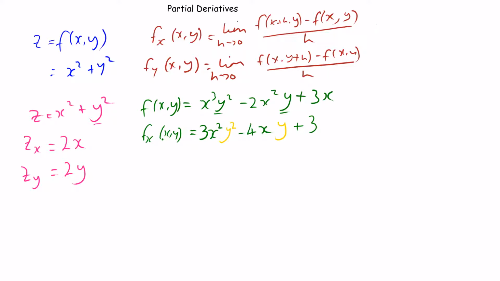If we wanted to find the partial derivative with respect to y of the same function, again, we would take our constant, which now is going to be x cubed, and then times by 2y, minus 2, our constant here is going to be 2x squared, and y just differentiates to 1, and then our constant here is 3x, but there is no y term, so that vanishes to 0.